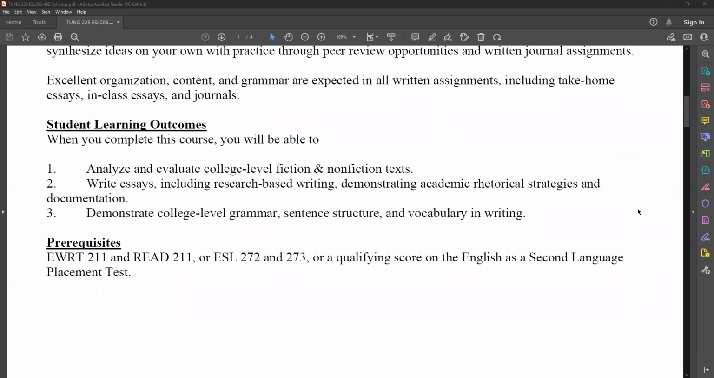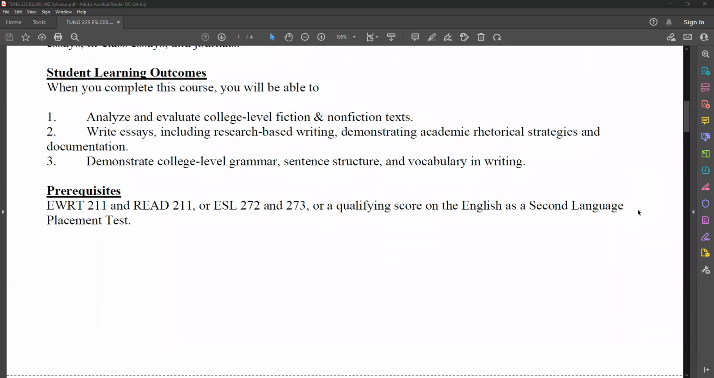Student learning outcomes. When you complete this course, you will be able to, number one, analyze and evaluate college level fiction and nonfiction texts, right? We're going to be practicing that in this class. Number two, write essays, including research-based writing, demonstrating academic rhetorical strategies and documentation. Just another fancy way to say you're going to do a good job writing academic research essays.